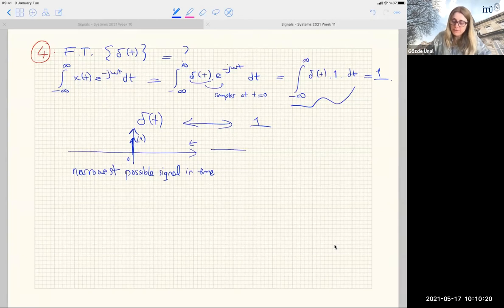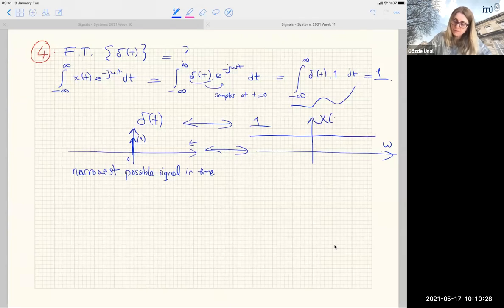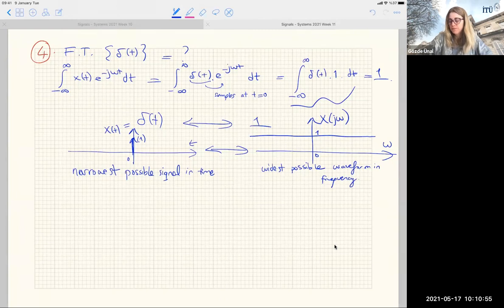Now in frequency domain, it is the widest possible. This is x of j omega, and it is all frequencies. It's a constant, right? All frequencies. It's equal to 1. This is the widest possible waveform, or signal in frequency domain.